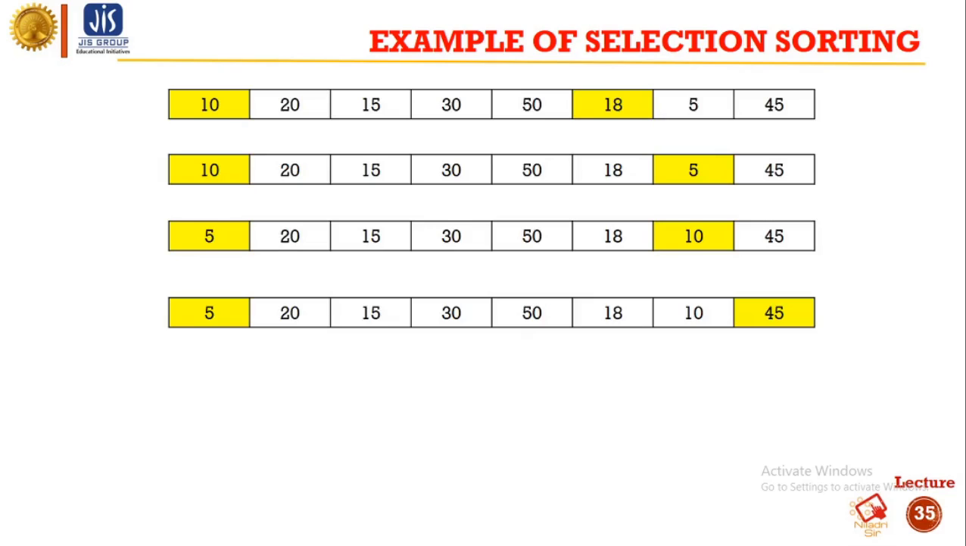So after iteration 1, what will happen? We can conclude that after iteration 1, 5 came to its final position. So after iteration 1, we will get the smallest element.